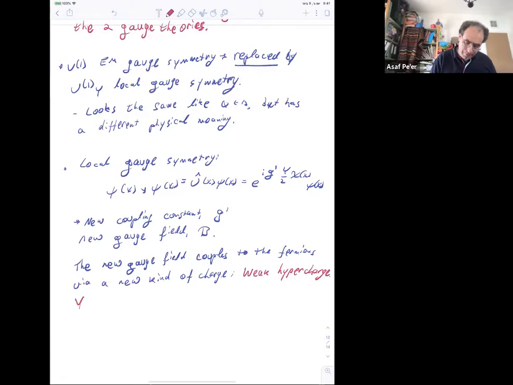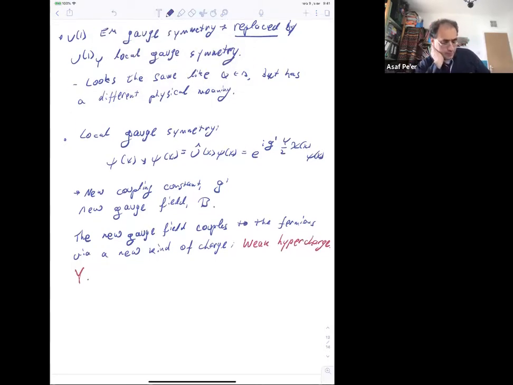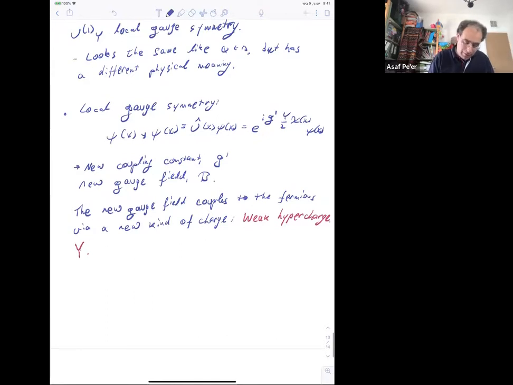Call it Y. And the interaction term, in terms of mathematics, looks identical to what we had previously. Just going to call it g' Y over 2 gamma B psi, the interaction term.